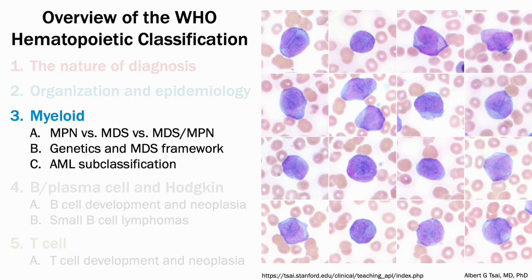Getting into the actual entities, we're going to start with the myeloid things. This is a very nice case of acute promyelocytic leukemia, or APL, which is important to recognize on call because these patients have a propensity to go into DIC and suffer from strokes unless they're given ATRA, or all-trans retinoic acid.